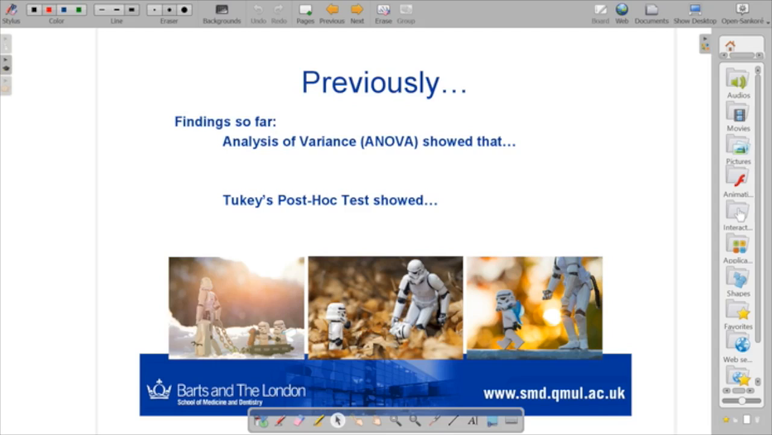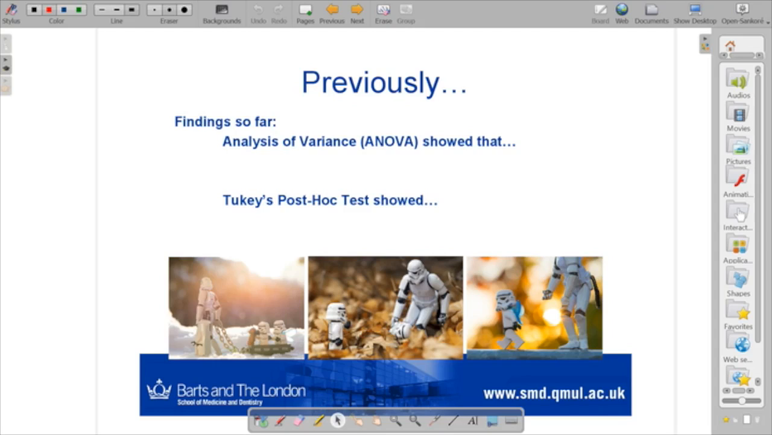And then we did this thing called Tukey's post hoc test. And can anyone remind us what that showed us? Pardon? Okay, that's right. It pinpointed which of the groups actually showed a statistically significant difference from the others. So there we now have two tools that allow us to assess multiple groups.